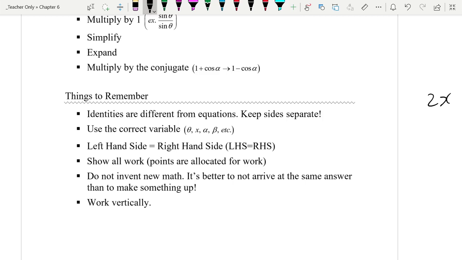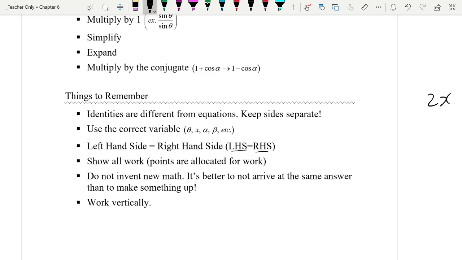Left-hand side has to equal the right-hand side. I'll just abbreviate that from now on. You've already seen me do that in these notes. Show all work. You can't just assume I know what you're thinking. You can't just say, oh, this thing, and then I did some stuff and now it looks like this thing. Well, you have to show me what that stuff is. You'll see what I mean in a minute.